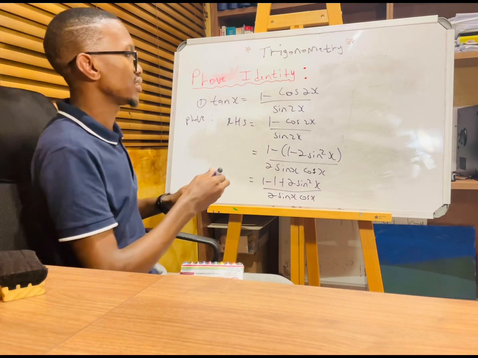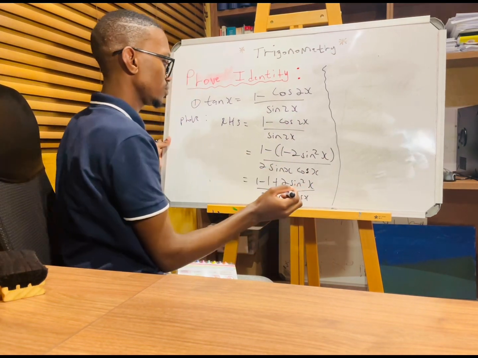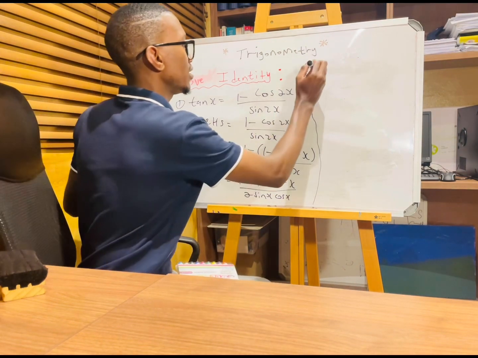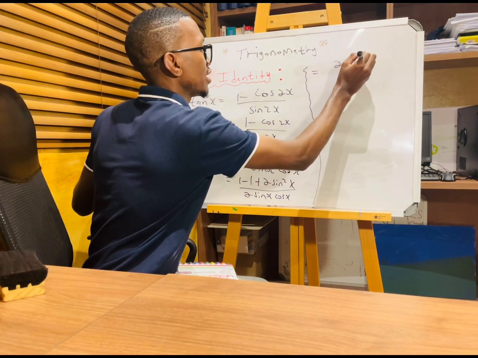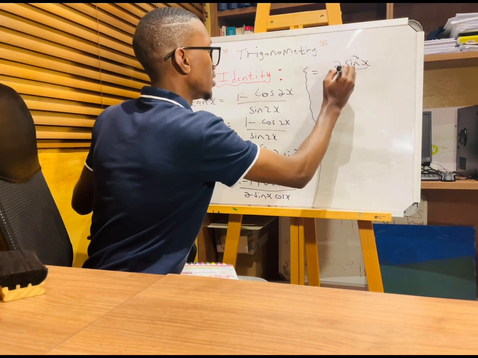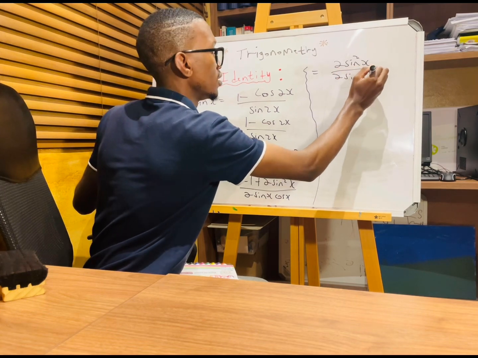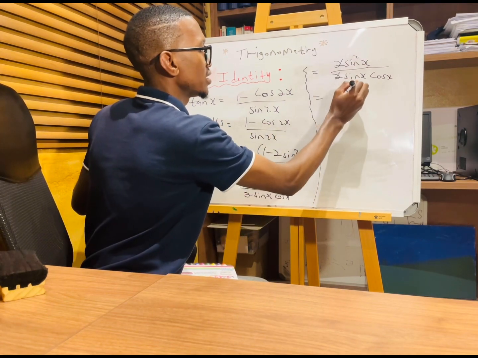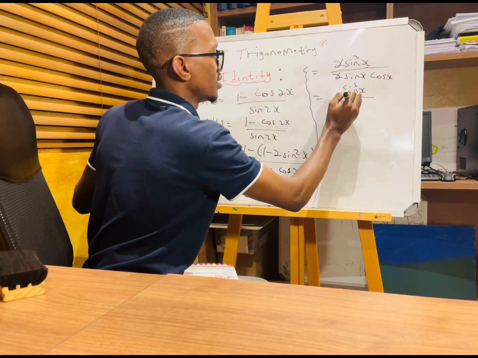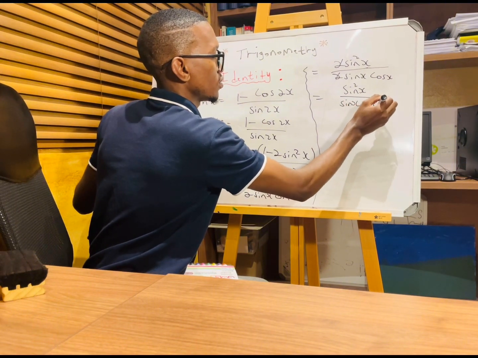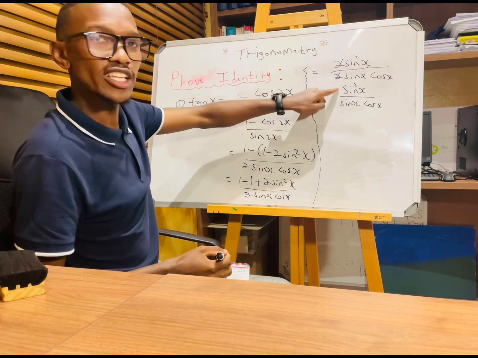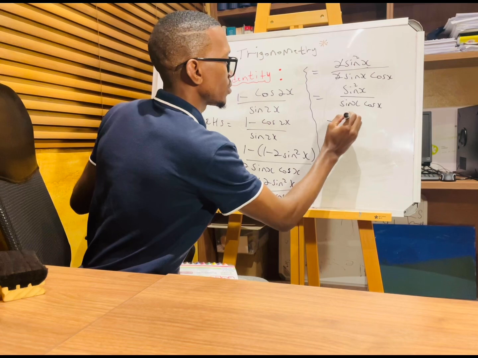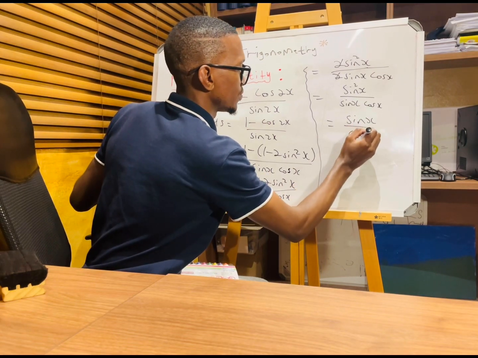So I need to have enough space. I'll just move it right here. And move. So check. 1 minus 1 is 0. So I'm going to be left with 2 sine squared over 2 sine x cos x. Then 2 goes with 2. I'm left with sine squared over sine x cos x. Then check. Exponents of the same base. 2 minus 1 is what? It's 1. So I'm going to be left with sine x over cos x.